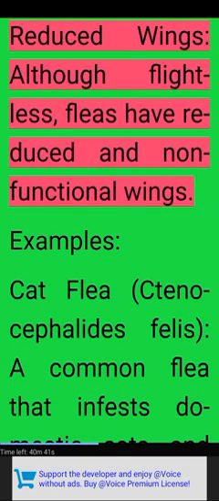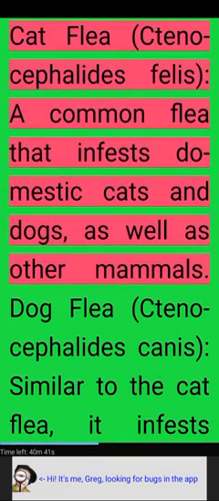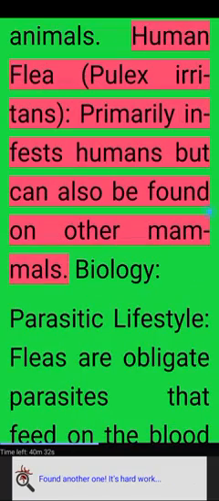Although flightless, fleas have reduced and non-functional wings. Examples. Cat flea, Ctenocephalides felis, a common flea that infests domestic cats and dogs, as well as other mammals. Dog flea, Ctenocephalides canis, similar to the cat flea, it infests dogs and other animals. Human flea, Pulex irritans, primarily infests humans but can also be found on other mammals.